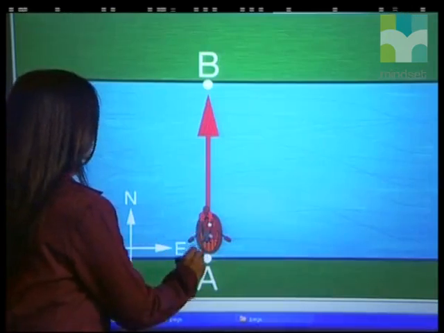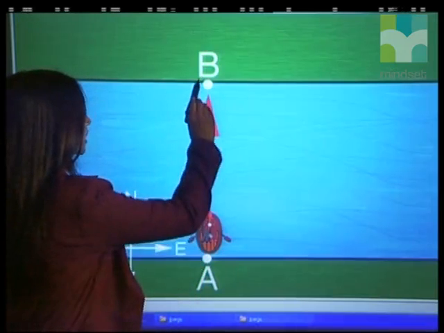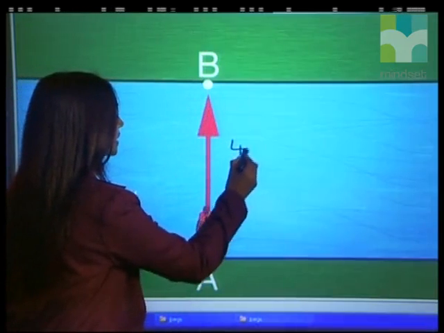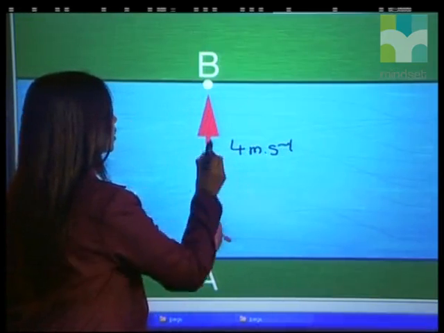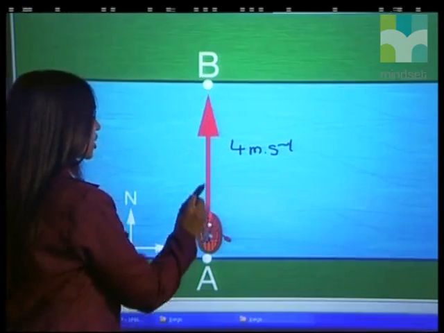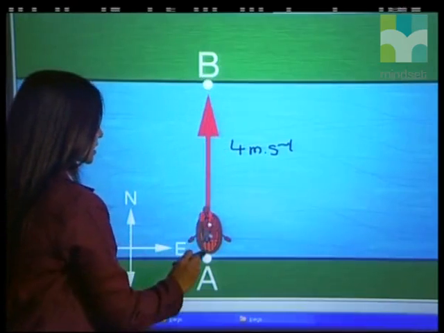Now, can you use the given information to work out how wide the river is? The displacement of the boat from A to B is also the width of the river. The velocity of the boat without the current is 4 meters per second in a northerly direction. Now, it is this velocity that is in the same direction as the displacement AB. What else do we know? We know that the time taken to cross the river is 100 seconds and that there is a formula that relates average velocity, displacement, and time. But we can only use this formula when the direction of the vectors are the same.